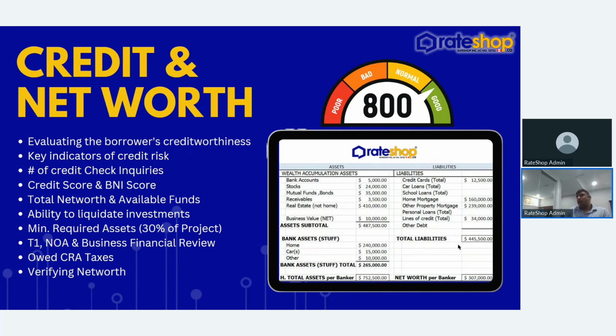When we're doing an evaluation, we look at the number of credit check inquiries we've done, the credit score by itself, which is known as a FICO, and then you also have another score by the name of BNI. That's also looked at. Your total net worth is looked at. How much of it is actually available funds, which means how much is liquidatable. Your minimum asset required for a project is typically about 30%.